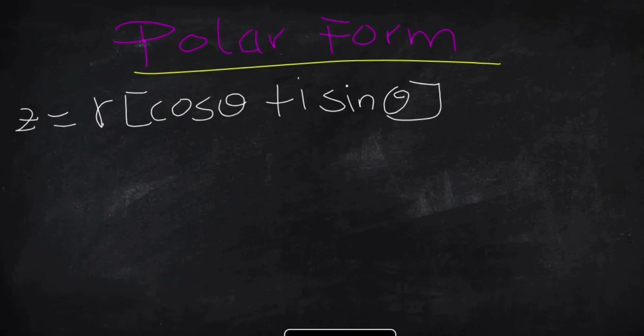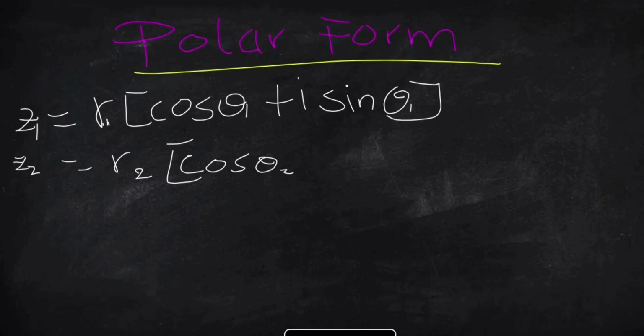A complex number in polar form is given as r into bracket cos of theta plus i sine of theta. Let's call this our first complex number, z1, r1, theta 1. Let's take our second complex number, z2. z2 is also equal to r2 cos theta 2 plus i sine theta 2.